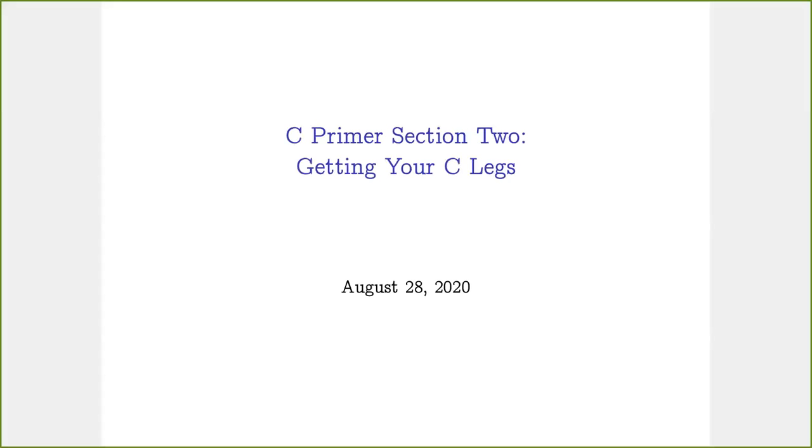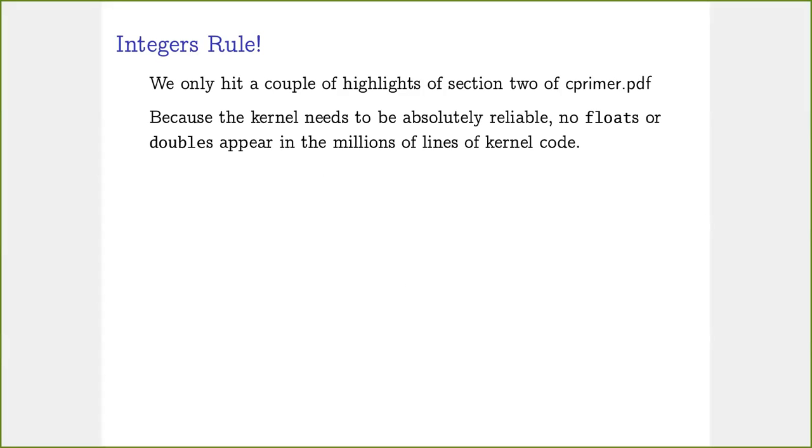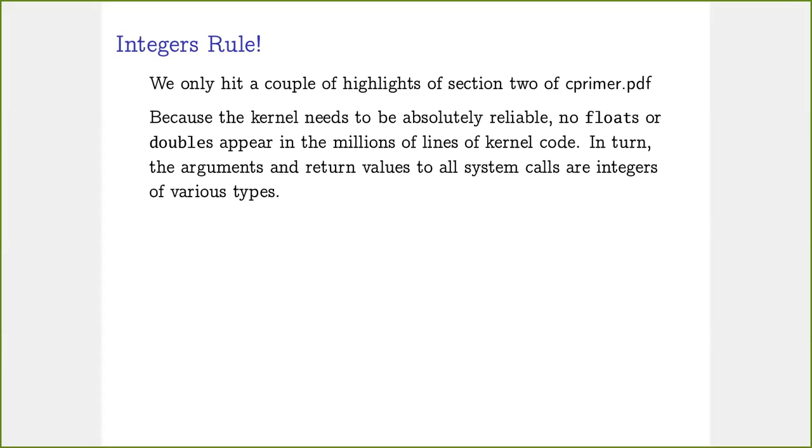Section 2 of the C primer deals with basic C syntax. We're only going to emphasize a couple of important points. First, integers rule. Because the kernel needs to be absolutely reliable, no floats or doubles appear in the millions of lines of kernel code. In turn, the arguments and return values of all system calls are integers of various types.